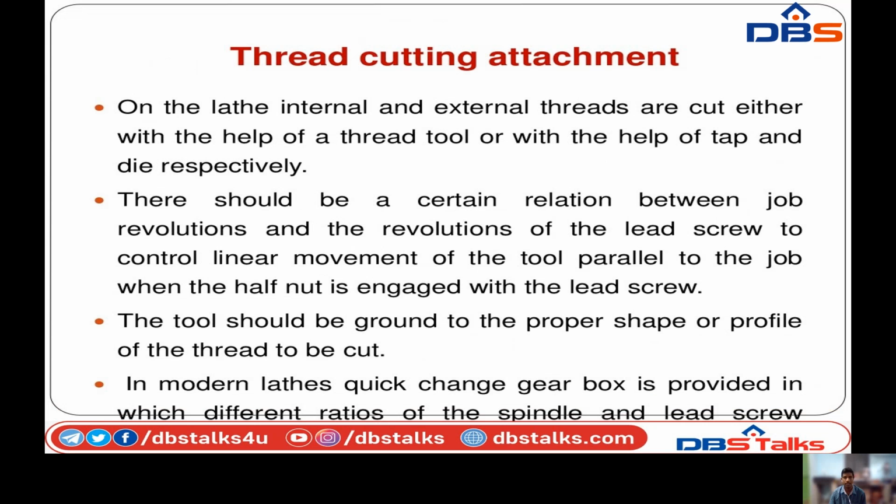Next, the thread cutting attachment. We already know that thread cutting is obtained by using the manual hand wheel or modern lathes. In modern lathes, a quick change gearbox is provided, in which different ratios of the spindle and lead screw give the threads. In manual operation, internal and external threads are cut with the help of thread tools, or with the help of a tap and die respectively. This is the thread cutting attachment.